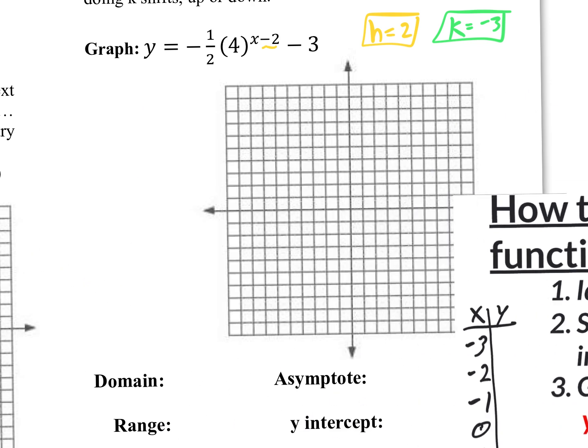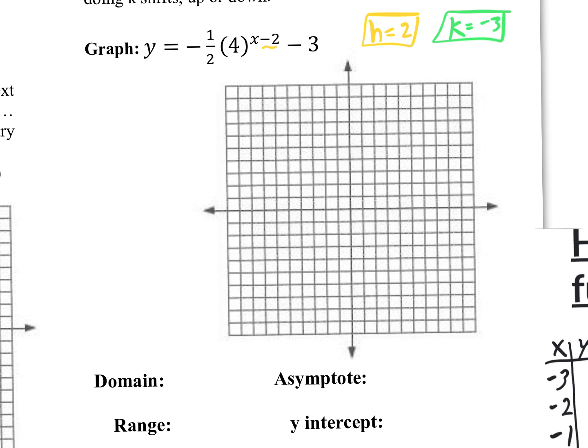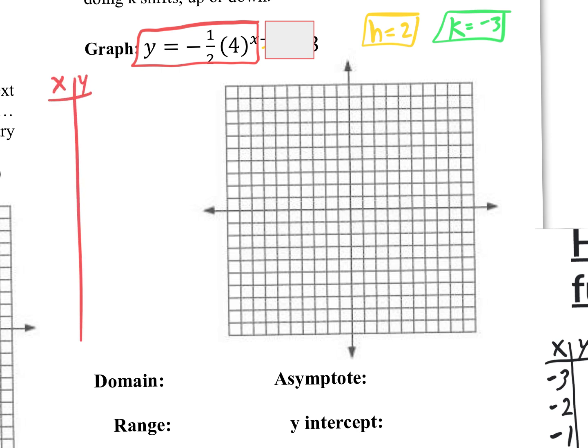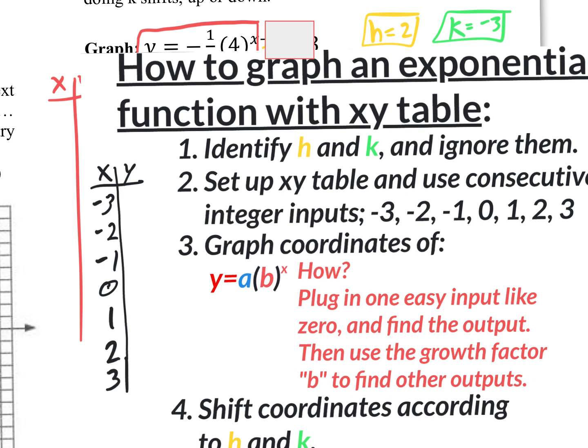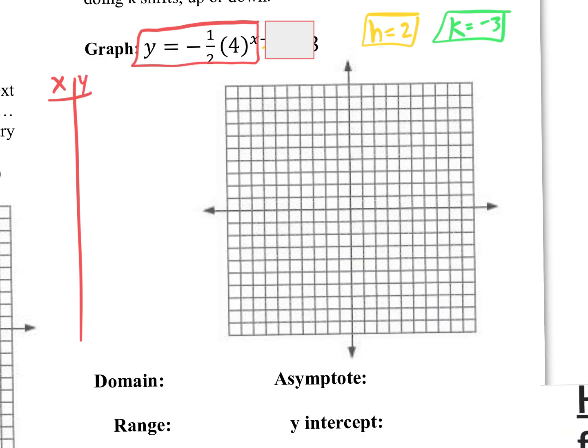Now, when I say ignore them, what I usually do is I box in the function, but I leave the H and K on the outside of the box. So it's kind of like we're going to pretend that they're not there, even though they are. And I'm going to make an input output table. And by the way, this is step two right here, where step two is set up an XY table and use consecutive integer inputs. So I'm going to do consecutive integer inputs: -3, -2, -1, 0, 1, 2, 3. And you could do as many numbers as you want.